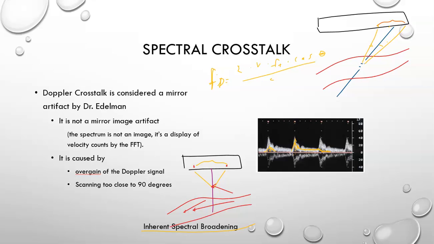How do we know it is not a mirror image artifact, as Dr. Edelman says? Well, there's no strong reflector between it and the actual structure. And it's not an image. It can't be a mirror image. It's not a mirror image artifact because this is spectral analysis, not an image. This is a bunch of velocities. All right, moving on.